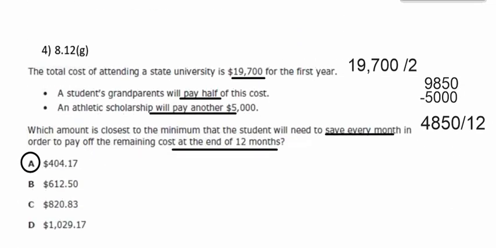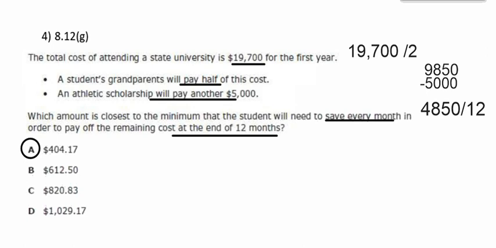Number 4 was kind of a different kind of problem that I couldn't prepare you for. It's how much it would cost you to go to college for 1 year. Well, it tells you the rate, $19,700, and it tells you your grandparents are paying half. So I divided that by 2, and I got $9,850. And that's how much the student would still have to pay.